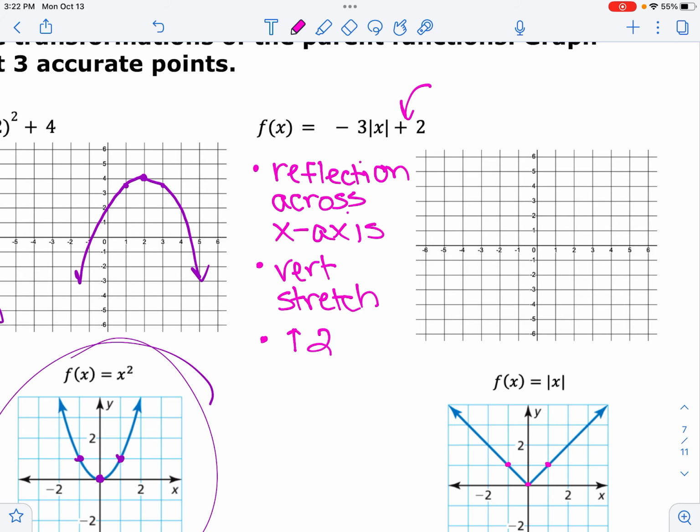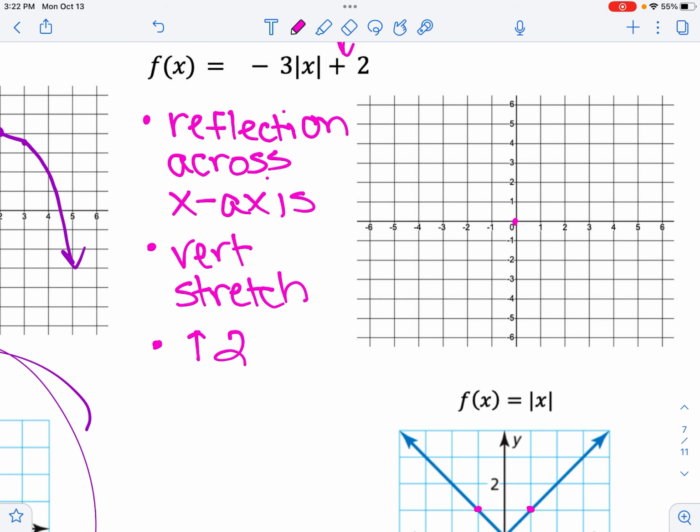Okay, well, flipping it upside down means I would go like that. Okay, then I have a vertical stretch. Okay, and then up 2. So let's see, vertical stretch by a factor of 3. So this is going to get stretched away from the x-axis. So it's going to end up going down to 3. So here and here.